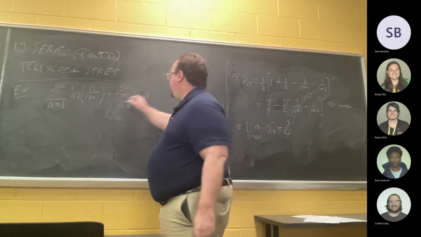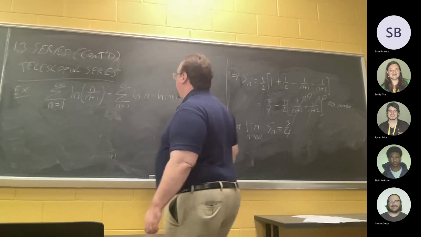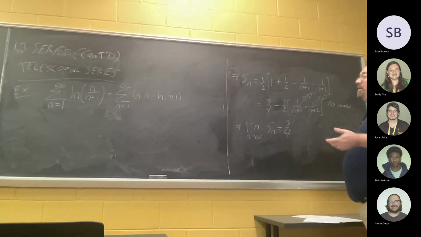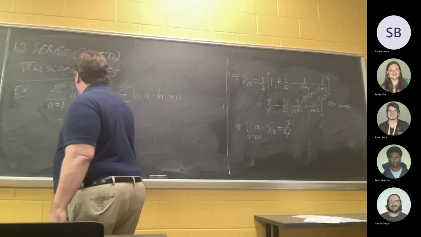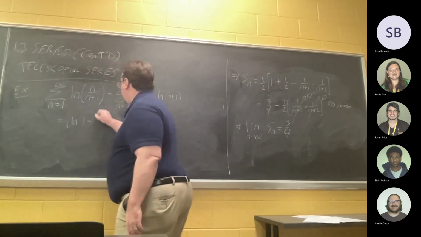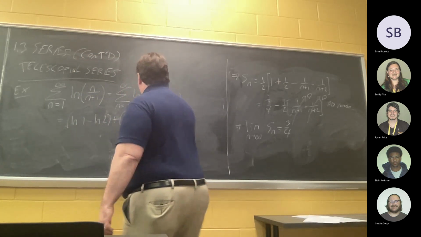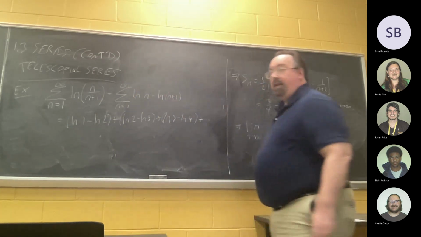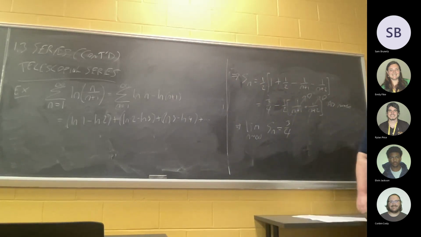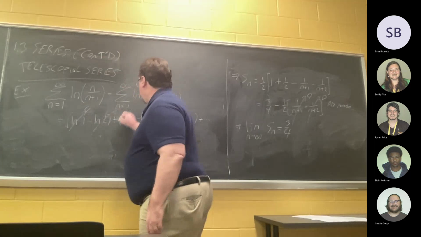Yes, the log of a quotient is the difference of the logs. Now we can start plugging in values of n, seeing what we get. We have log of 1, which is 0, minus log of 2, plus log of 2, minus log of 3, and so on. And we see that we have a lot of cancellation going on. First of all, this is 0, and then the rest is gone.